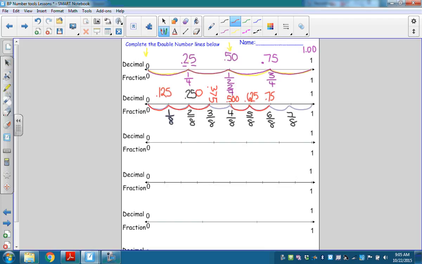Right, and we already knew that. Even though I put in the 0, it's just 75 hundredths, and add another 125. 0.875. And then 1.